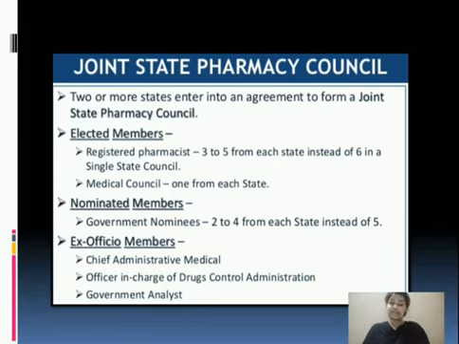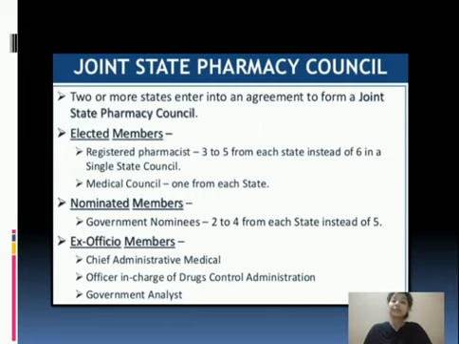Now the president and the vice president hold the office for a period of 5 years and they can resign at any point of time, right? The members which are there in the state pharmacy council can be re-elected or re-nominated, and they can resign at any point of time. And they have to resign by giving a written resignation letter to the president of that particular council.